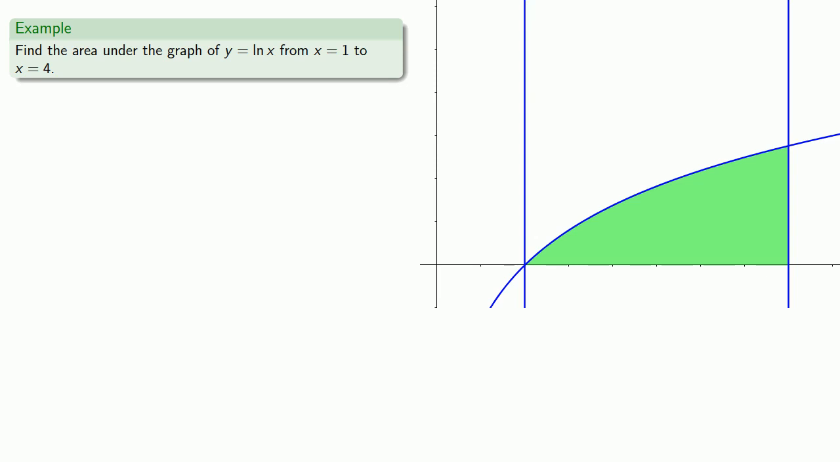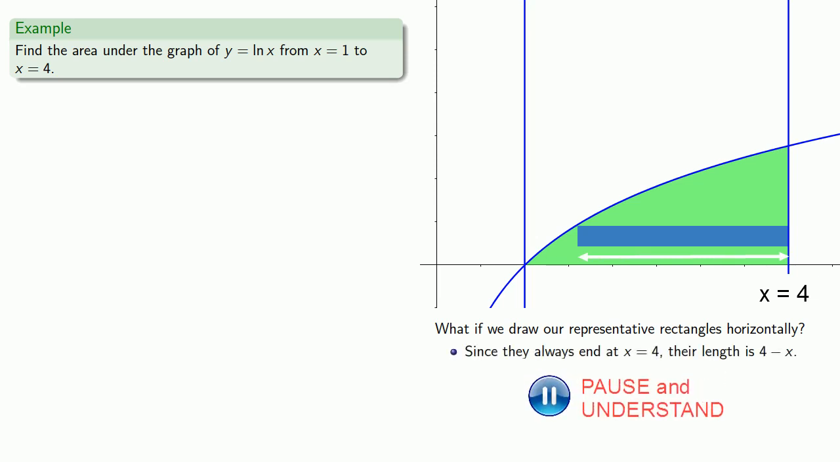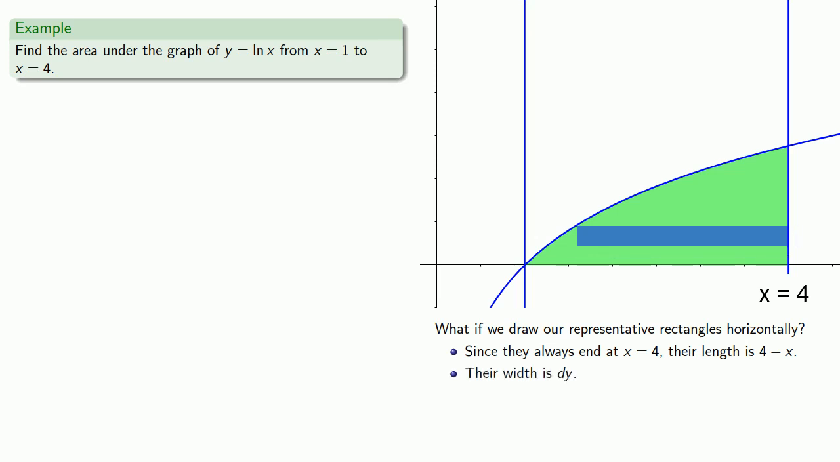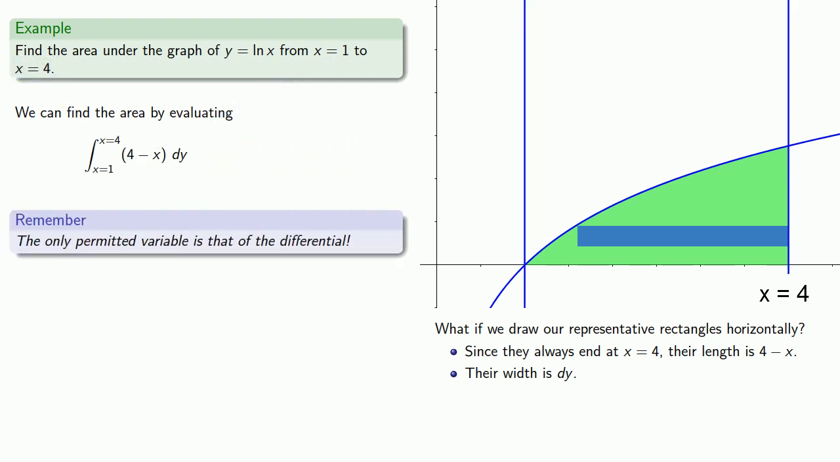What if we draw our representative rectangles horizontally? Since they always end at x equals 4, their length is 4 minus x, and their width is this tiny portion of the y-axis, dy. And so their area is width times length, 4 minus x dy. And we're still summing them up from x equals 1 to x equals 4. But remember, the only permitted variable is that of the differential. So if I'm to have any hope of evaluating this integral, everything has to be in terms of y.